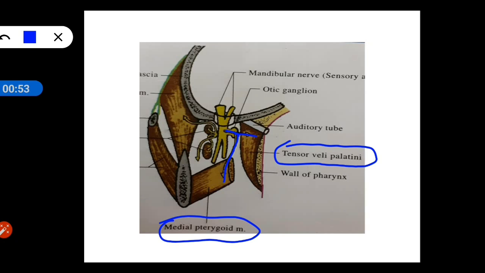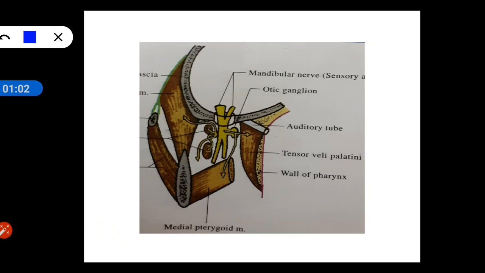This nerve to medial pterygoid muscle is a branch from the mandibular nerve, and it traverses the otic ganglion without relay in the ganglion. So that is the motor supply to the soft palate. All the other muscles are supplied by the cranial part of the accessory nerve via the pharyngeal plexus, except for the tensor veli palatini, which is supplied by the nerve to medial pterygoid, which is in turn a branch of the mandibular nerve.